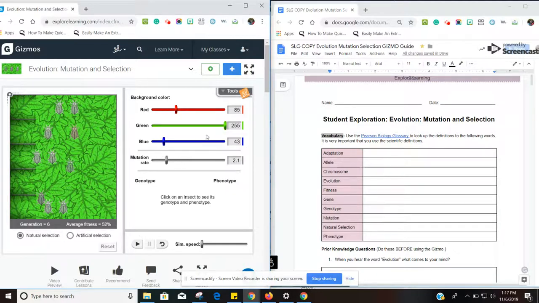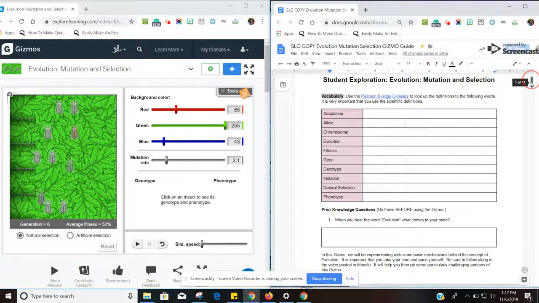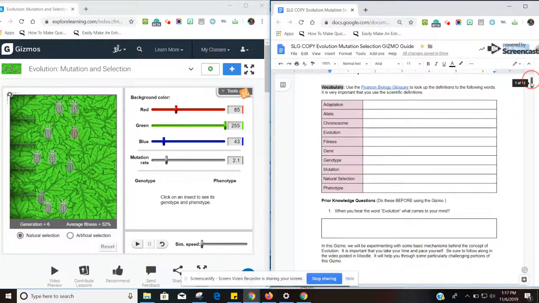Now I'm going to go through the Gizmo guide and point out some questions that some students might find a little tricky to help you through the Gizmo. Make sure that when you're doing the Gizmo guide that you fill in each area completely. Take your time and do not get overwhelmed. If you take it step at a time, this will go quickly. So fill in the definitions, making sure that you use the scientific definition of those words.